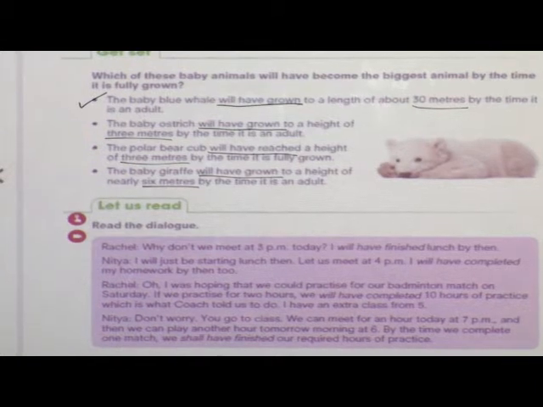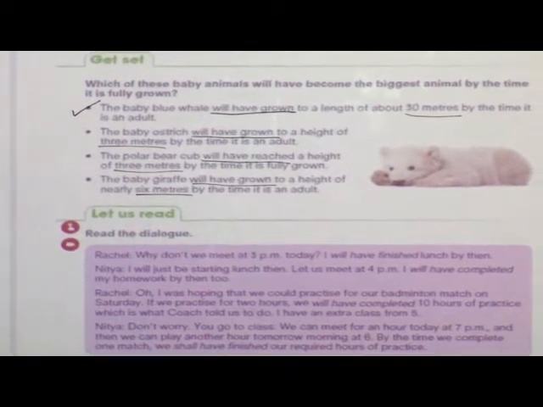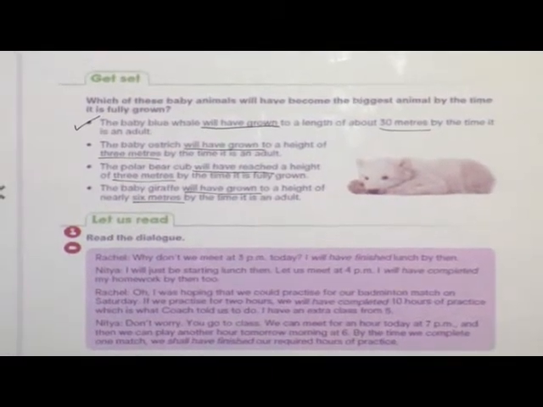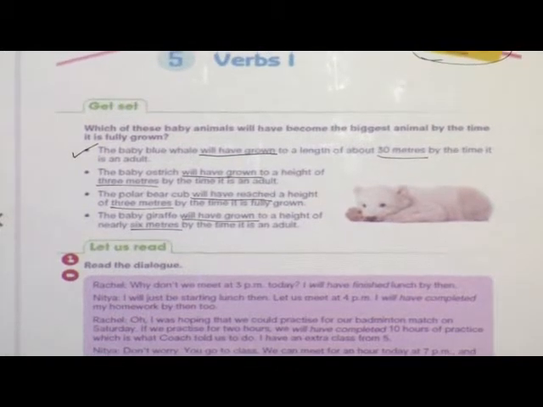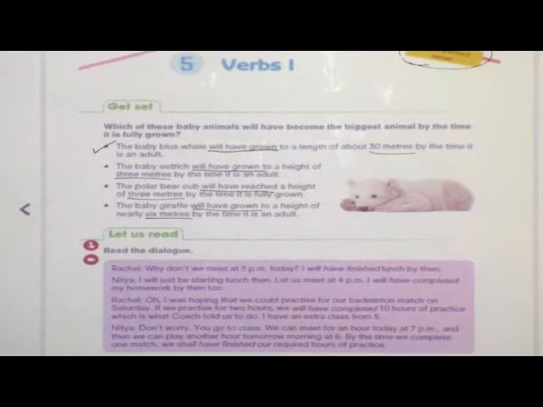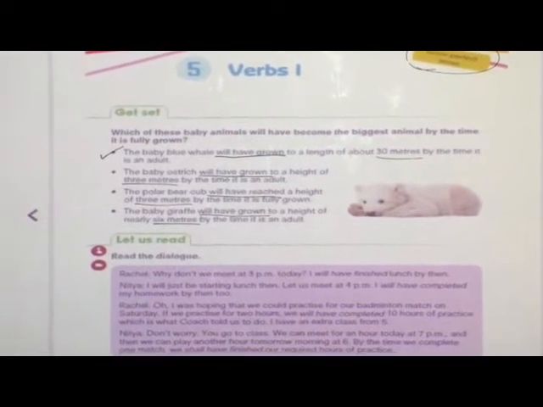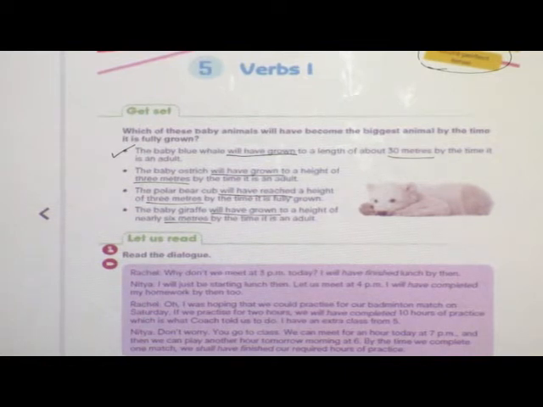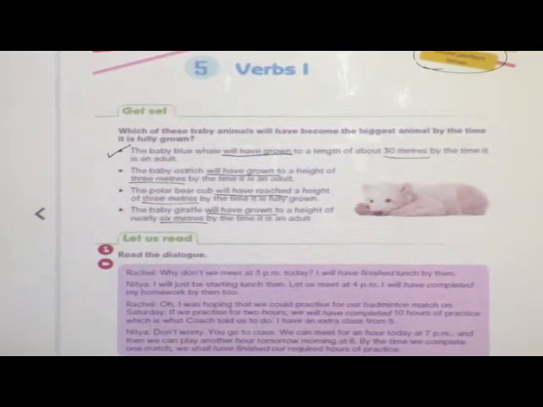The italicized words show the actions that will be completed before a specific time in the future, or by the time another action is completed in the future. So these verbs are in the future perfect tense.